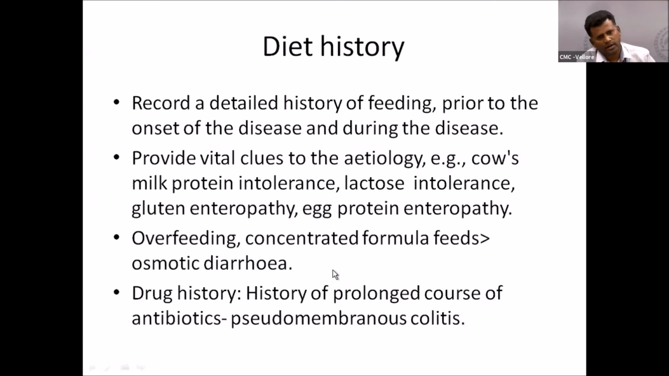And we should record a detailed diet history because sometimes it gives a clue, mainly to rule out cow's milk intolerance, and also sometimes they start gluten early. Maybe at the time of weaning they would have introduced some gluten diet, which would have triggered the gluten enteropathy, celiac disease. And overfeeding and concentrated formula also can produce osmotic diarrhea. And drug history, like prolonged use of antibiotics or any steroids, can produce pseudomembranous colitis that we should give attention to.